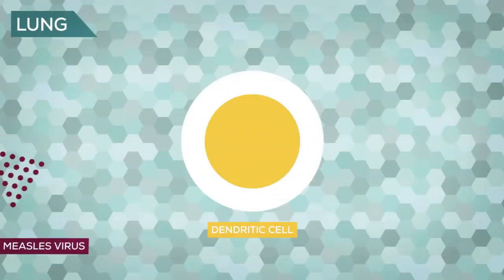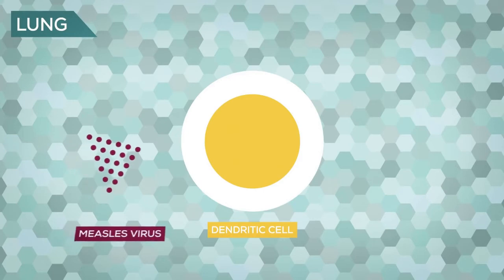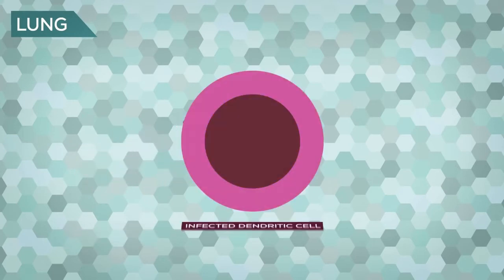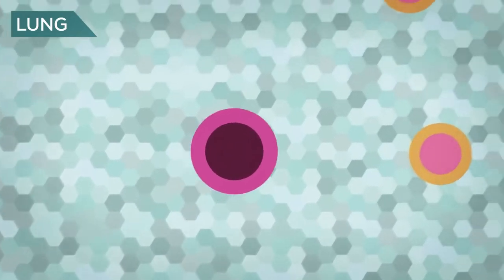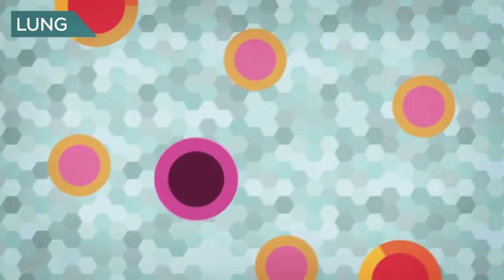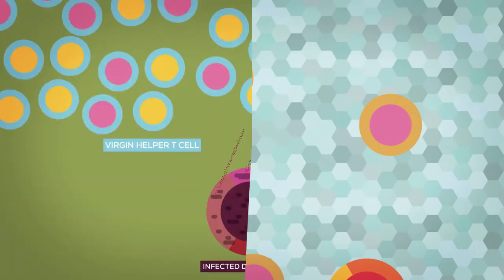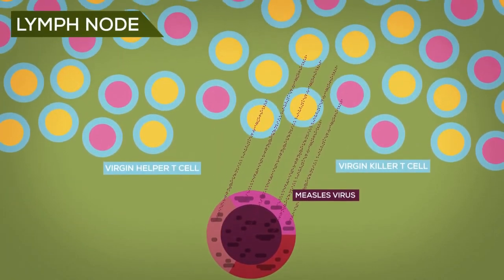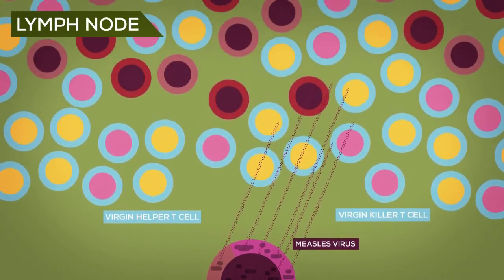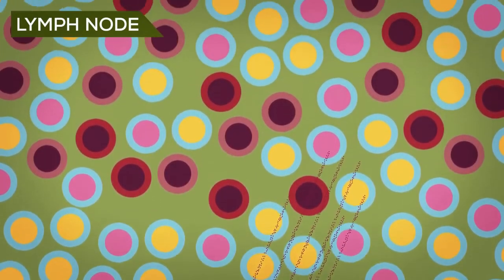But the measles virus uses a dreadful tactic. It infects the dendritic cells and uses them as a Trojan horse to enter deeper into the body. The infected cells travel to the next lymph node to alert other immune cells. Once it arrives, the measles virus spreads around the virgin T and B cells and infects them. It attacks the very system that evolved to fight it.